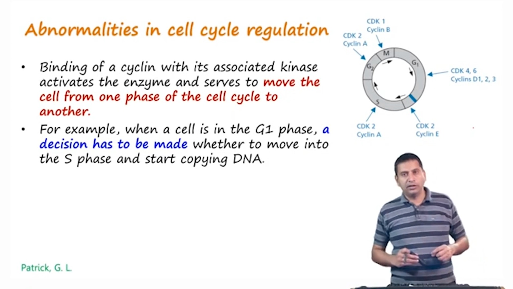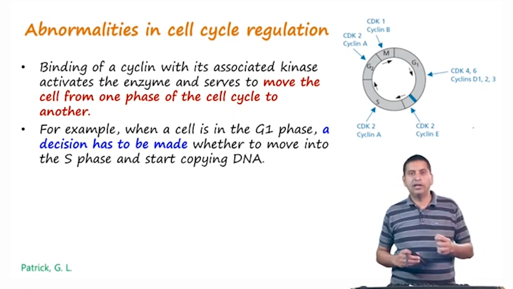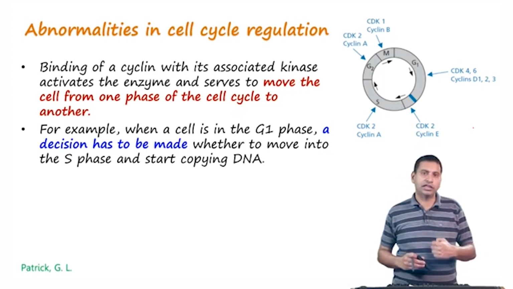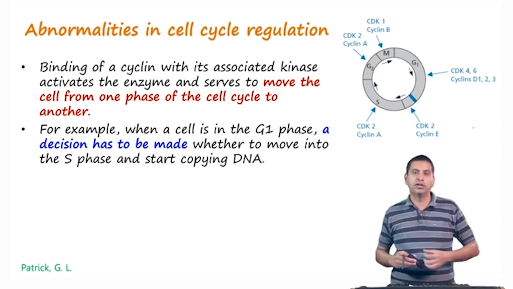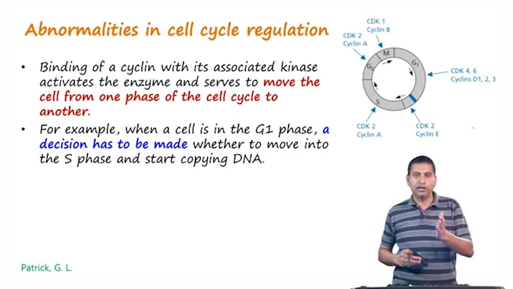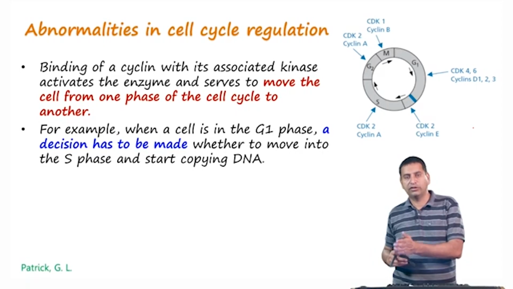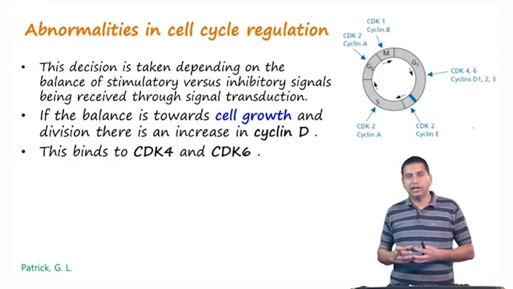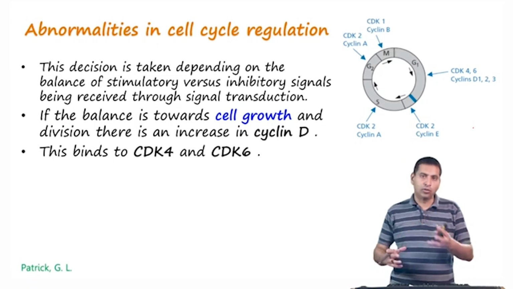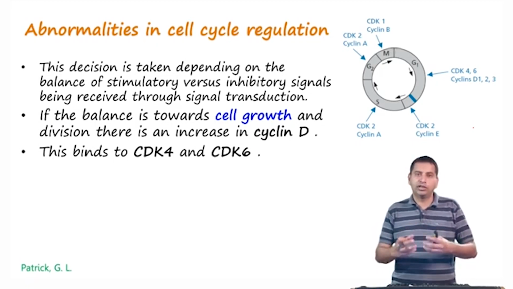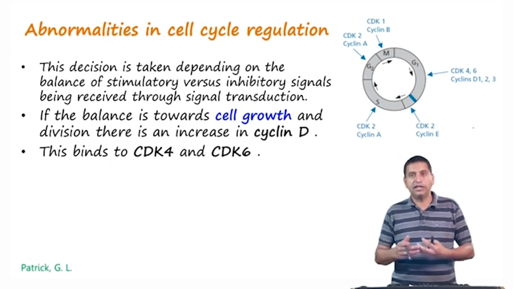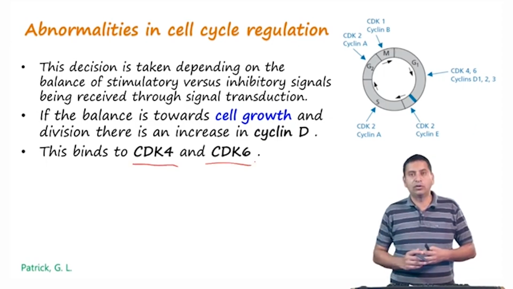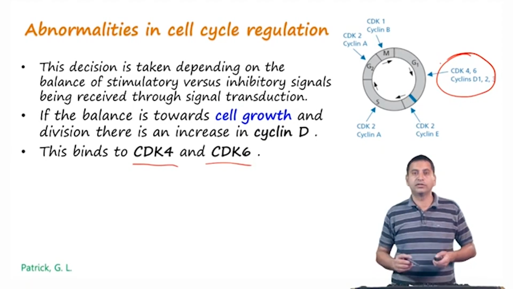For example, in this process there is a binding of a cyclin with its associated kinase, which activates the enzyme and serves to move the cell from one phase of the cycle to the other. When a cell is in the G1 phase, a decision has to be made whether to move into the S phase and start copying DNA. This decision depends on the balance of the various growth versus inhibitory signals received through signal transduction. If the balance is towards cell growth, there is an increase in cyclin D, and this binds to the corresponding kinases CDK4 and CDK6. This happens in this phase.